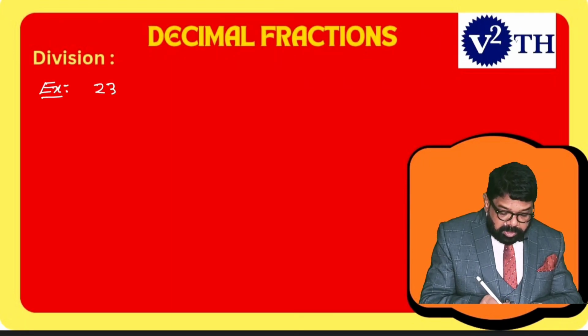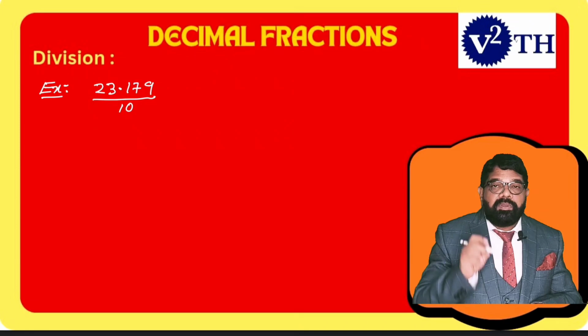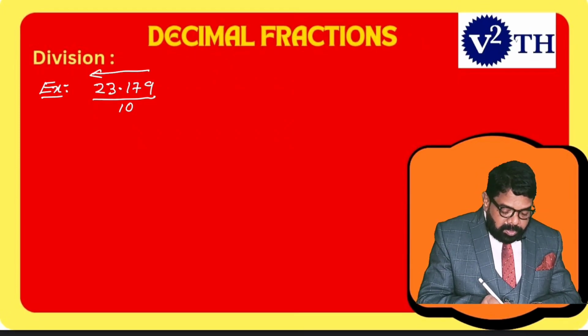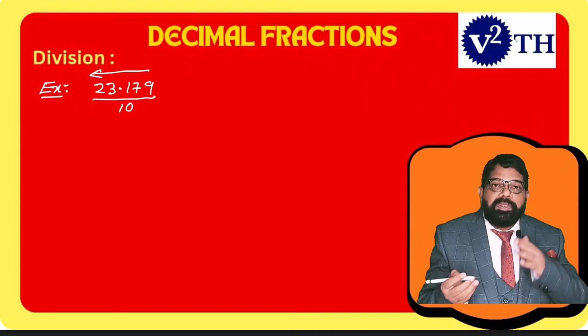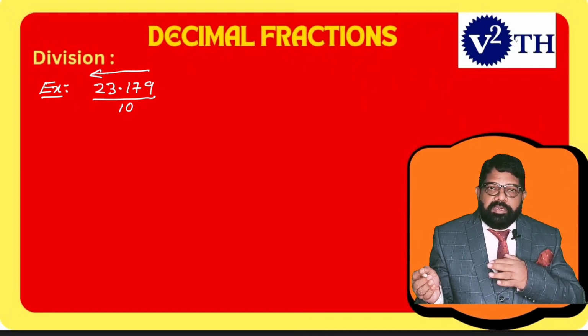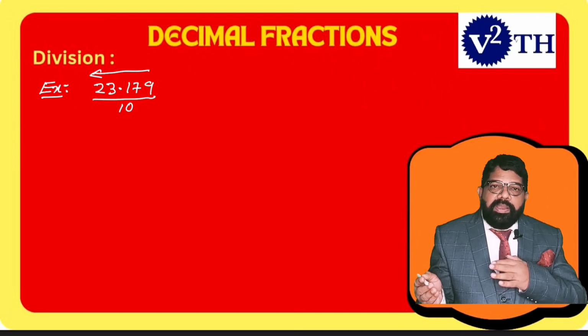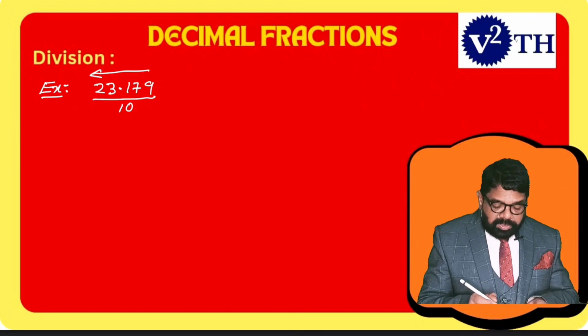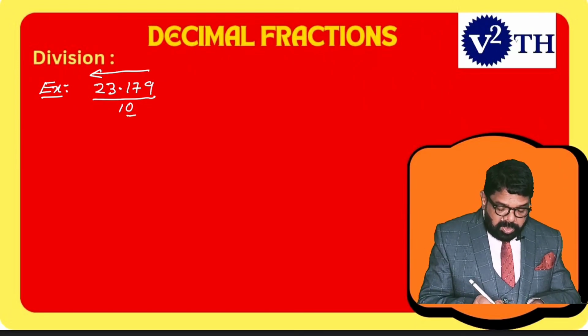Let it be 23.179 by 10. So by 10, by 100, by 1000, the decimal is shifted to the left now. In the previous video we discussed that for into 10, into 100, into 1000 the decimal is shifted to the right. So by 10, by 100, by 1000 the decimal is shifted to the left. How many digits is it shifted? As many as the zeros. By 10 means 1 zero, so the decimal is shifted left 1 digit.